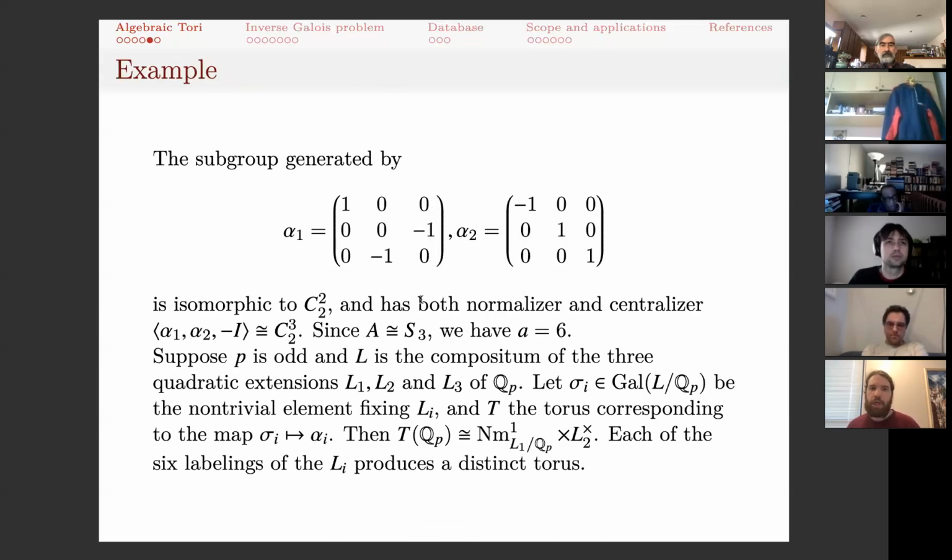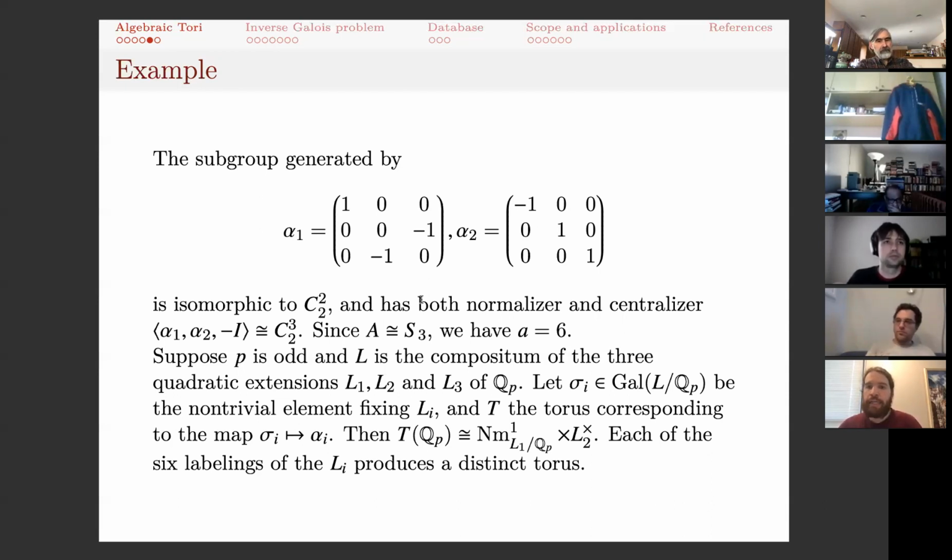So here's an example. Inside GL_3(Z), we have a subgroup generated by these 2 matrices. These 2 matrices commute, and both have order 2, so the subgroup is isomorphic to the group of order 4, C2 squared. The normalizer and centralizer of this subgroup are both obtained by just throwing in minus the identity, and so that means that W is trivial. You can't get any automorphisms of this group by conjugating by matrices. But the automorphism group of C2 squared is S3, and so there are going to be 6 tori that correspond to this subgroup.